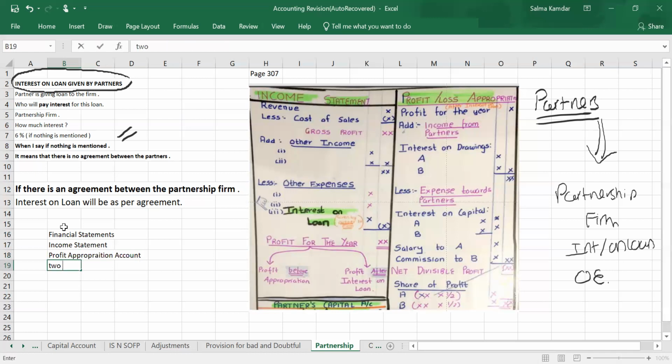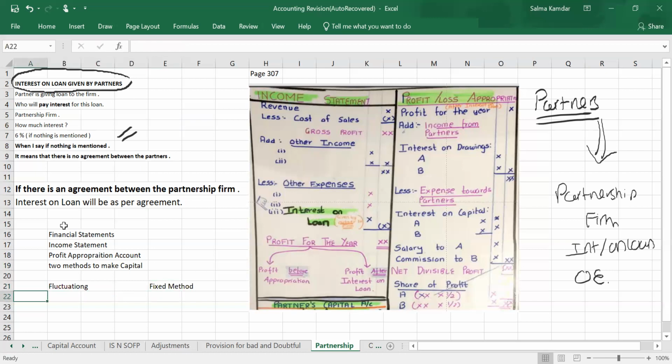Now, when we are talking about capital account or current account, we have two methods to make capital: the fluctuating method and the fixed method. The first method is the fluctuating method, and the second method is the fixed method. Are you with me?